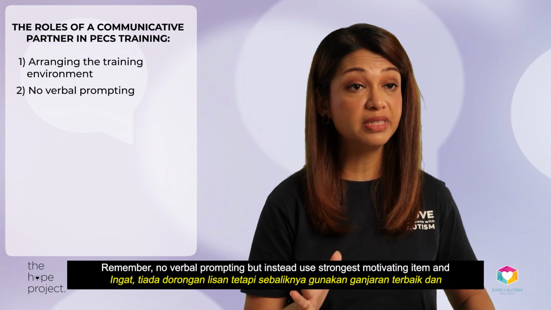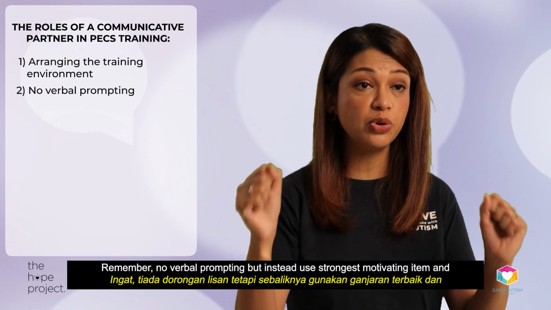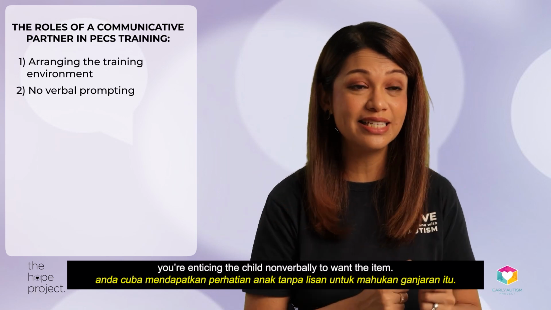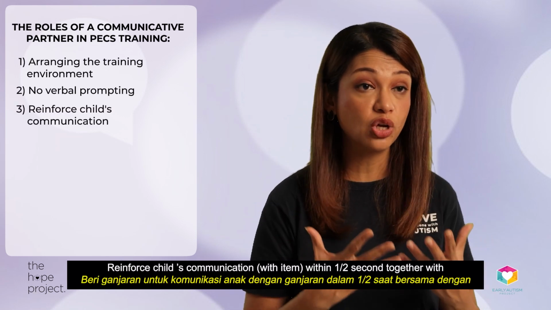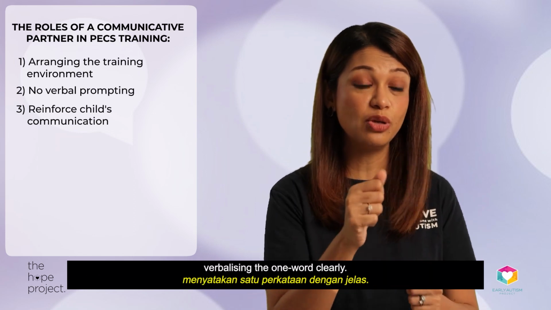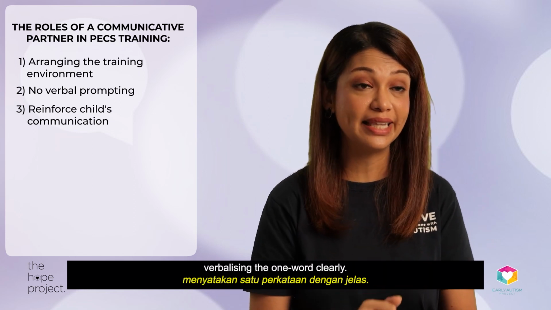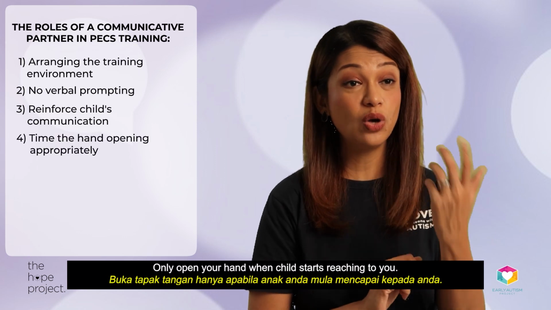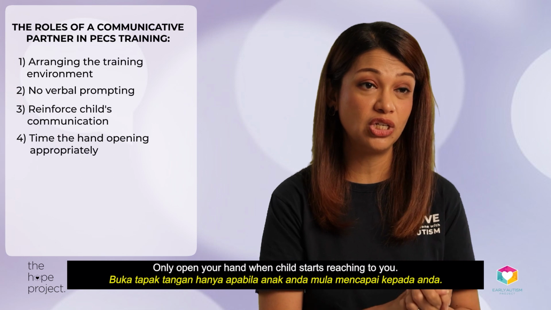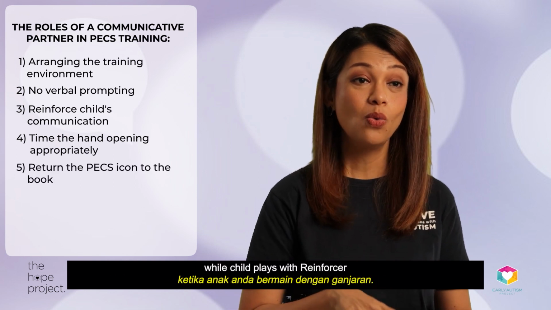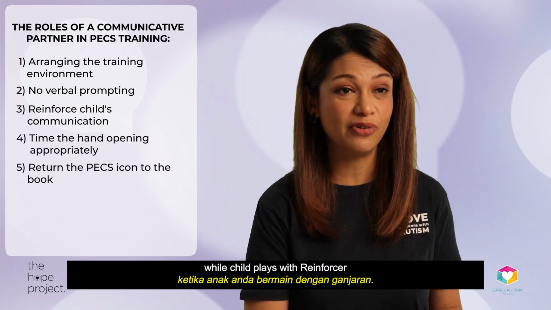Remember, no verbal prompting, but instead you're using the strongest motivating item and you're enticing your child to non-verbally want the item. You're reinforcing your child's communication with the item within a half-second rule, together with verbalizing the one word clearly. Then you have to time your open hand appropriately. Only open your hand when your child starts reaching to you. Don't forget to return the PECS picture back to the book while your child plays with the reinforcer.